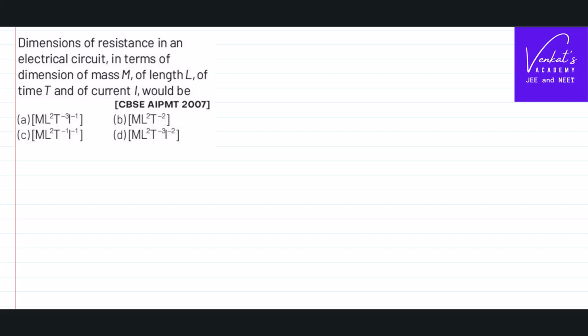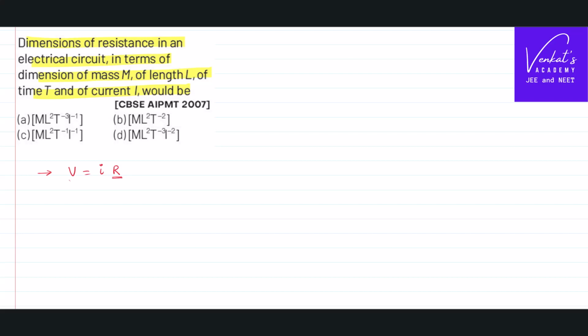Here in this video, we want to find out the dimensions of resistance in terms of regular values like electric current, mass, length and time. It's a very basic question where we need to know where this resistance comes from. If you remember, based on Ohm's law, voltage can be written as I into R. So I need to know the dimensions of resistance.